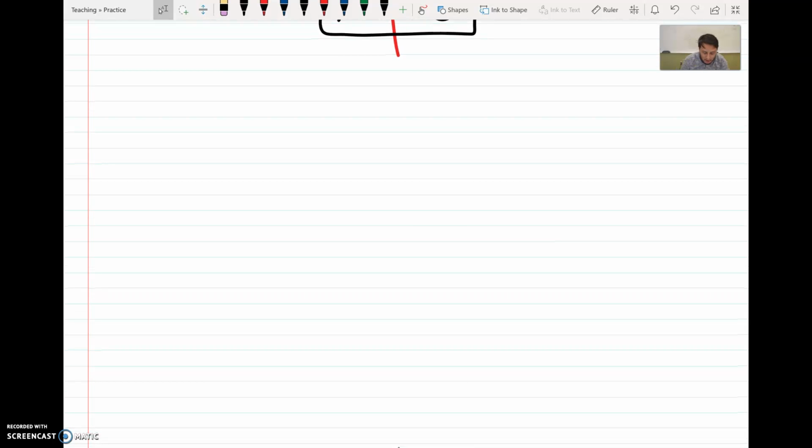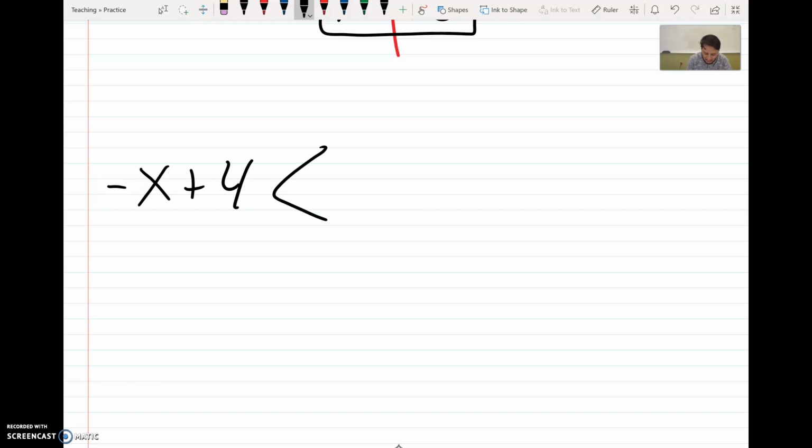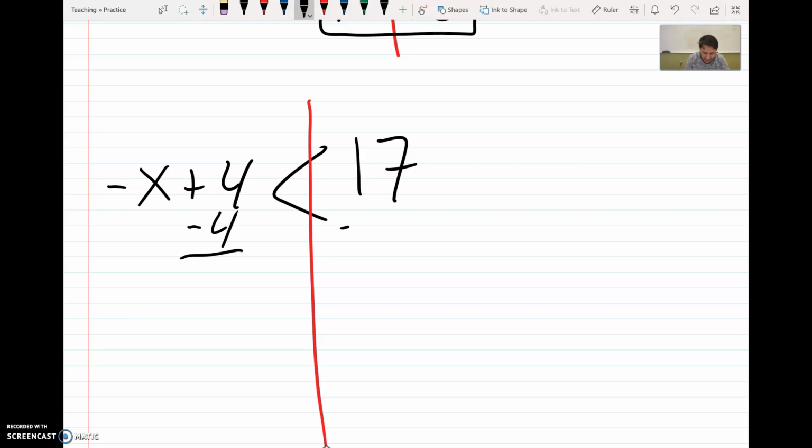Just so we can hammer on our recall here. Say we have negative x plus 4 is less than, let's say, 17. All right, this is nothing more than a two-step equation again. I'm going to draw my line. All right, so I need to get x alone on one side. I already have it on one side, but it's not alone. I have a negative symbol and this 4. I need to look at my constant first. So I'm going to subtract 4 from both sides so that it reduces to 0.